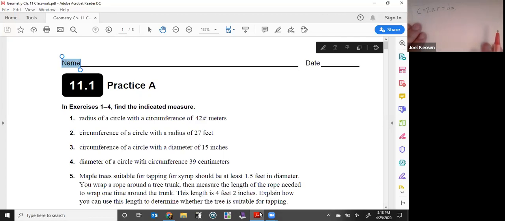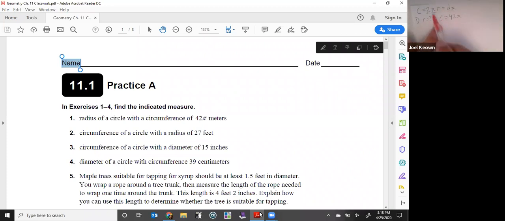Number 1 says the radius of the circle. So that's what they want me to find. For number 1, they want me to find the radius when the circumference is 42 pi meters. Now I'm going to substitute either this or that in for C, circumference. But which one do I want to substitute in for? Well, this one's 2 pi r. Notice this one has r. This one has diameter. They want me to find r, so I'm going to use this one right here.